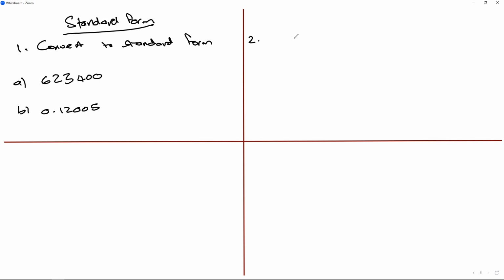Question number 2. Which of the following is greater? Choose, is it greater than, less than, or equal to for this question. So comparing numbers, place it in a box. I've got 4.85 times 10 to the power of 2. I've got 4.85 times 10 to the power of 1.